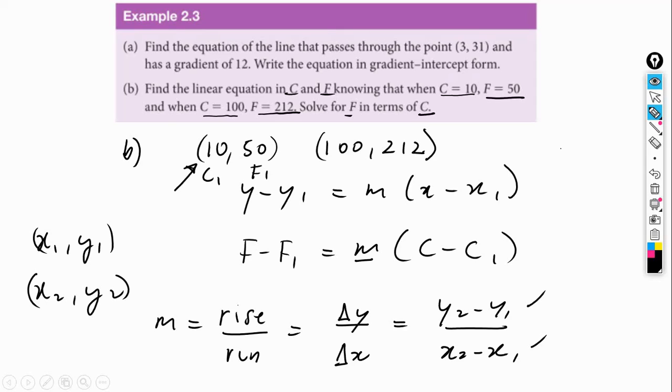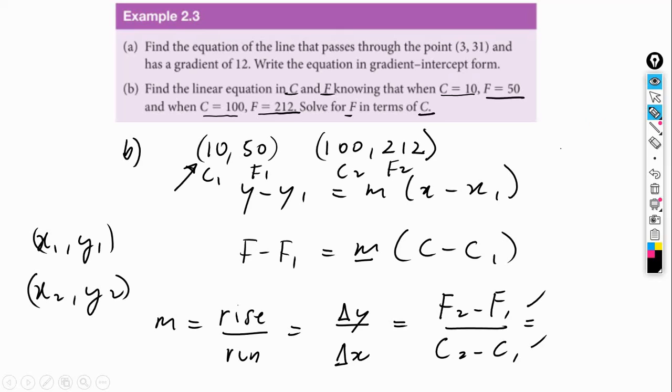So what are our x1 and y1? Well, this is in terms of C. So we have C1 and F1, and let's say C2 and F2. So instead of y, remember that we have F, so we can say simply that this would be F, F, and C, C. So notice that it's just F2 minus F1, because that's the equivalent of the y coordinate, over C2 minus C1, which is the equivalent of the x coordinate.